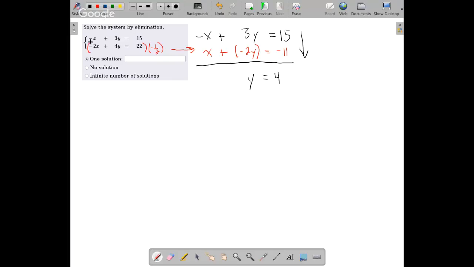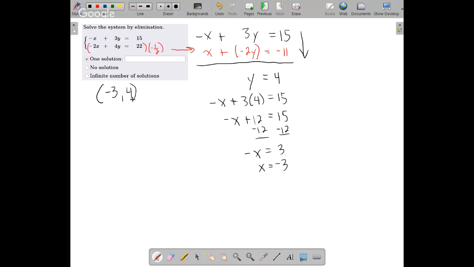Plugging that into, say, the first equation, negative x plus 3 times 4 equals 15. So opposite of x plus 12 is 15. Subtract 12, and we get the opposite of x is 3. So x would be negative 3. So I think I have a solution. I think the solution is (negative 3, positive 4).